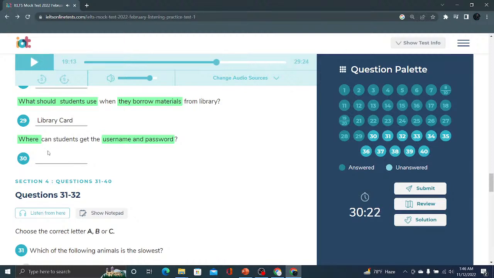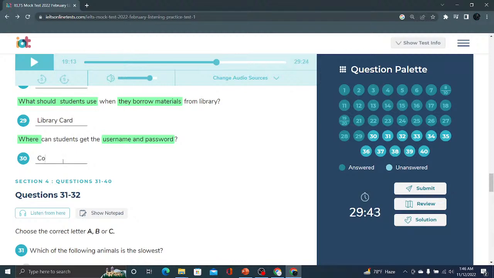I hope you got the answer, because she was asking how can I get my username and password for our university website? And he was saying that first you should go to the computer center to register, and then they will give you a username and password. So what do you think the answer would be? The answer would be computer center. You can also write it as the computer center.